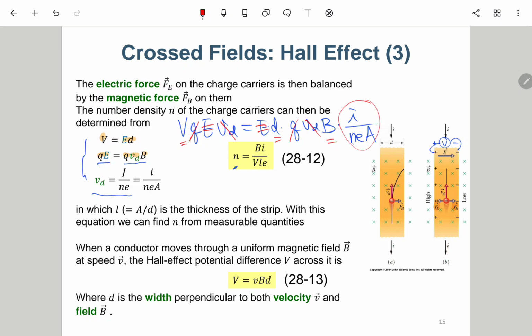Okay, so finally, we try to put N on the left side, and then put V on the right side. So N on the left side, and then we have B times I on the top, and then this V will go to the bottom, and then also we have eA, and then also d. Maybe I can write it as d over eA, something like this.